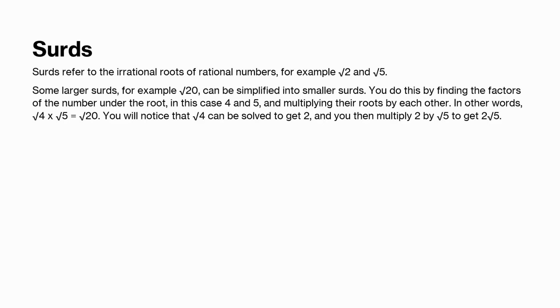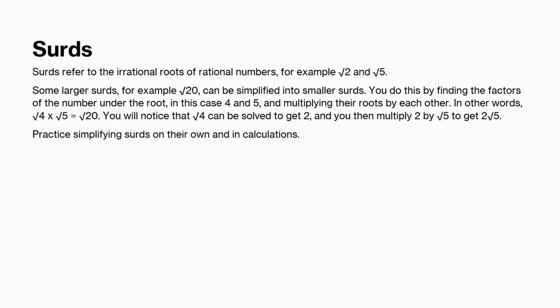You can do this by finding the factors of the number under the root. In this case, the factors of 20 are 4 and 5, and you multiply those roots by each other. So in other words, root 4 multiplied by root 5 would give you root 20. And you will notice that the root of 4 can be simplified even further. It can be simplified because 2 squared is 4, so the root of 4 would be 2. And you multiply the 2 by the root of 5 to get 2 root 5.